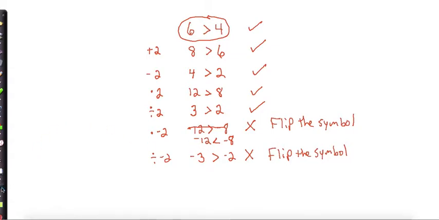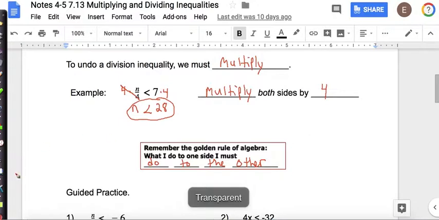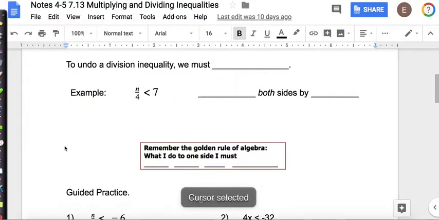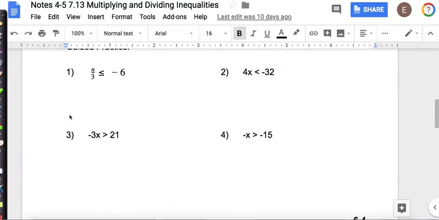Okay, now let's go back to our notes and remember this demonstration when we solve these problems. Okay, number 1. The opposite of division is multiplication, so I'm going to multiply both sides by 3. What happens to the 3's? They cancel. Bring down your variable. Bring down your symbol, and negative 6 times 3 is negative 18.